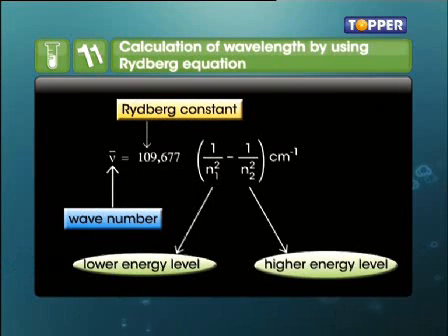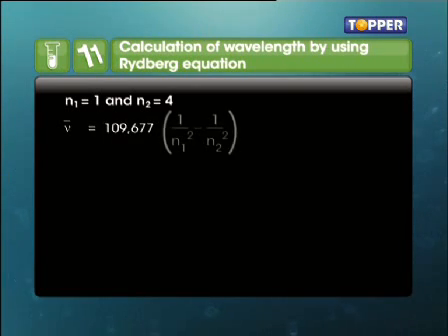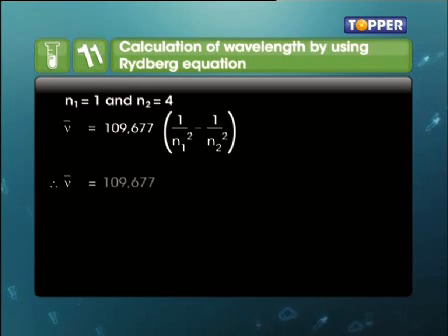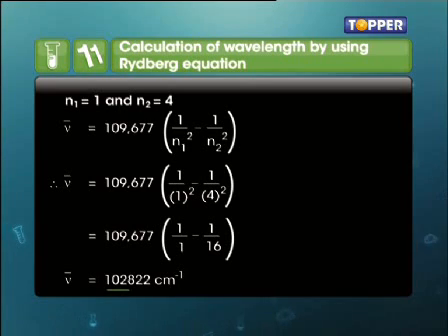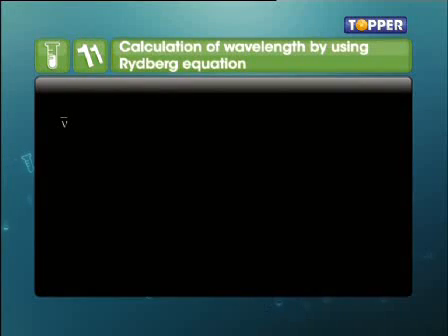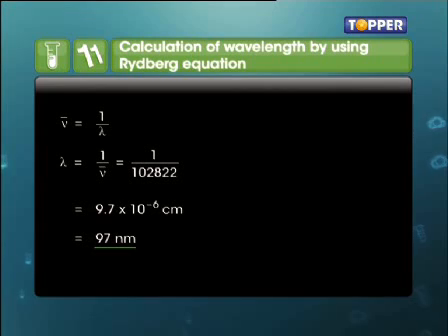Applying the Rydberg equation, wave number can be related to energy levels by the formula shown. Given that n1 here is 1 and n2 is 4. On substituting the values in the equation, we get the value of wave number as 102,822 cm^-1. Since wave number is the inverse of wavelength, we can easily find the wavelength. As a result, the wavelength becomes 97 nanometers.